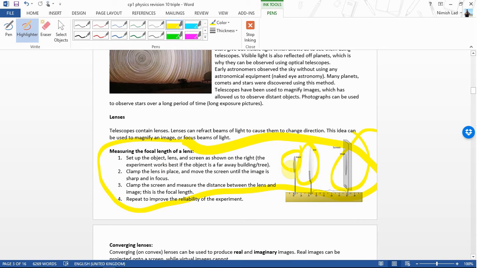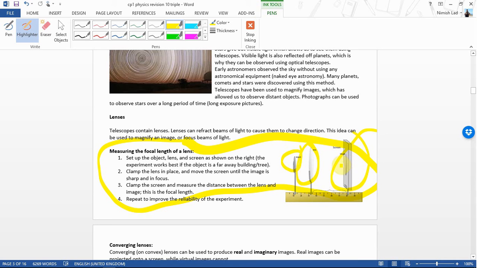You clamp all of these in place. The reason why you clamp them in place is that you don't want them moving around. If they're clamped in place, you can make very clear measurements. You then want to move the lens, and you're going to keep moving it backwards and forwards until you get the image sharp in focus.